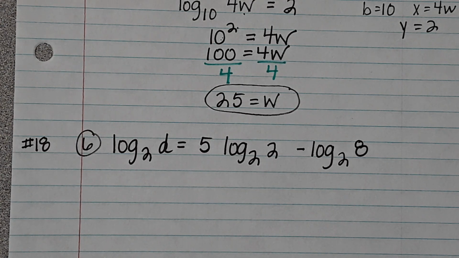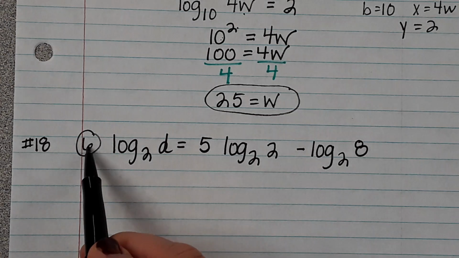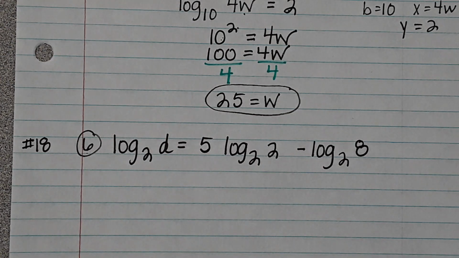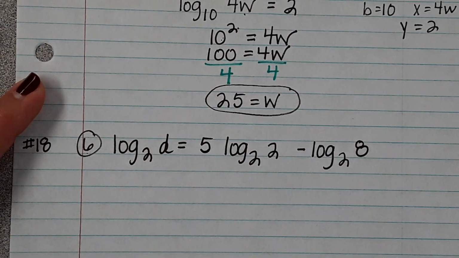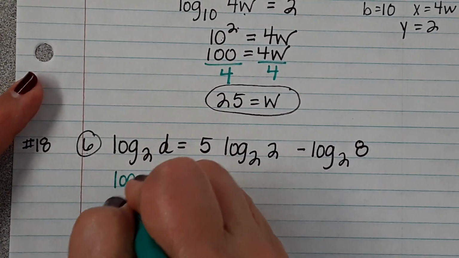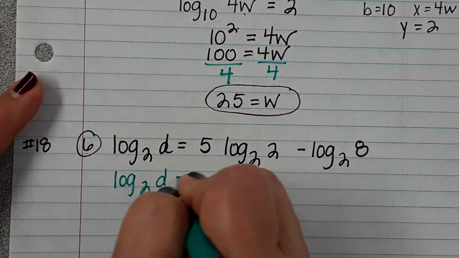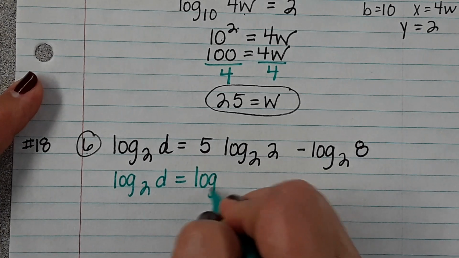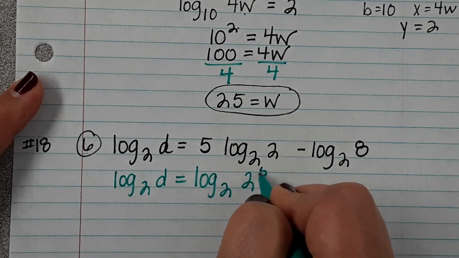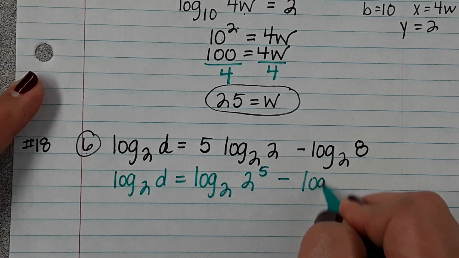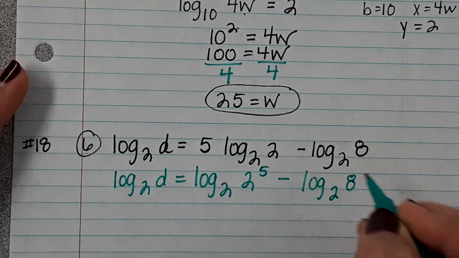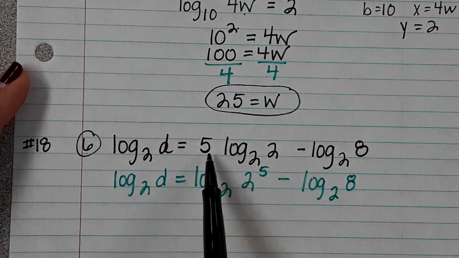There's one more thing that you should tell me about. Is the 6 part of the problem? No, 6 is just the number 6. This is just problem 6. Okay, so there's a 5. What does that 5 mean again? It's going to be an exponent. Okay, so we're going to write log base 2 of d equals log base 2 of 2 to the 5th power minus log base 2 of 8. So that took care of the 5.